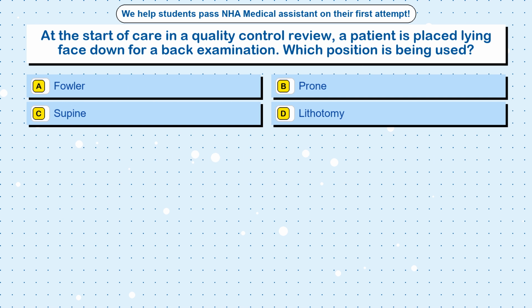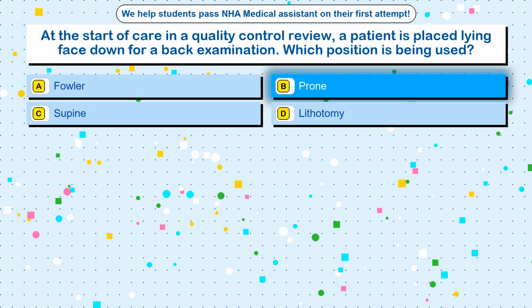Question 34. At the start of care in a quality control review, a patient is placed lying face down for a back examination. Which position is being used? Option A, Fowler. Option B, prone. Option C, supine. Option D, lithotomy. The correct answer is option B, prone.